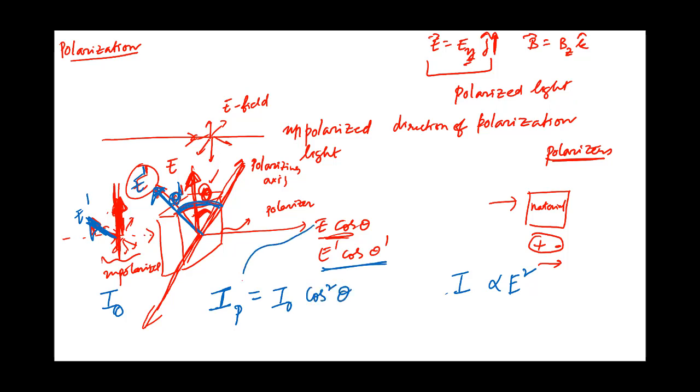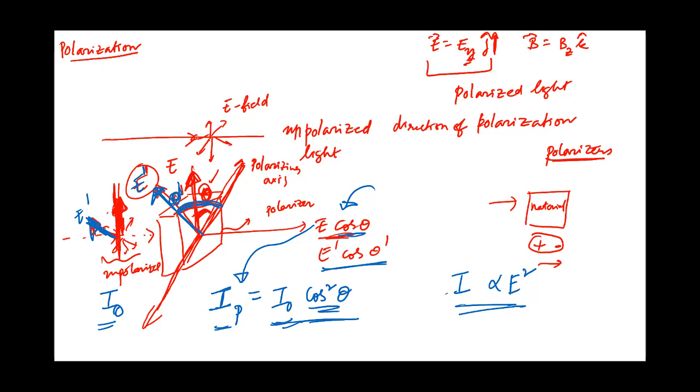So for electric field E, the polarized intensity goes as cosine square theta, because intensity goes as electric field squared, and because a polarizer lets only a specific component of electric field, E cosine theta, through, the intensity would be the square of that, so it would be E squared cosine squared theta. So if I have unpolarized light of intensity I naught incident on a polarizer, then the intensity of light coming out of the polarizer is I naught, the incident light, times cosine square theta.